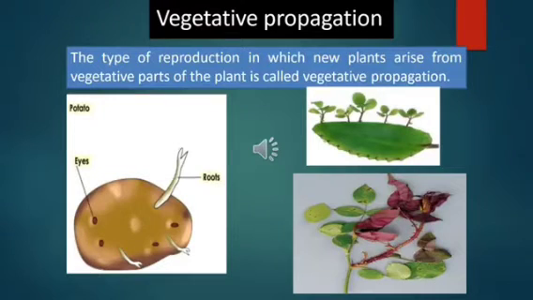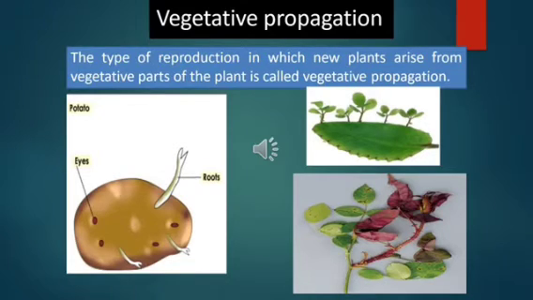Okay. Now let us first discuss the first type of asexual reproduction, that is vegetative propagation. Now, what do we mean by vegetative reproduction? In this type of reproduction, new plants will arise from the vegetative part of the plant. When I say vegetative part, it is the stem or the root or the leaf.